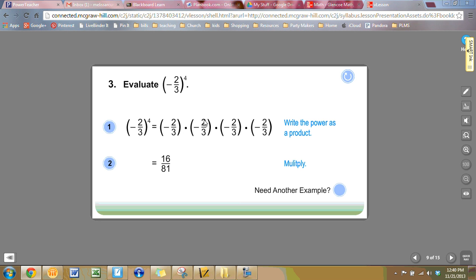So what is 2 times 2 times 2 times 2? Well, that's 16. And then 3 times 3 times 3 times 3 is 81. And then I have a negative times a negative times a negative times a negative. 4 negatives, that's an even number of negatives, so my answer is positive. So just like we multiplied fractions before, you just multiply the numerators and multiply the denominators.